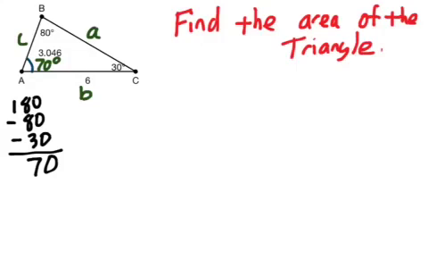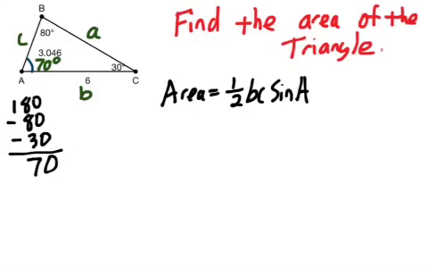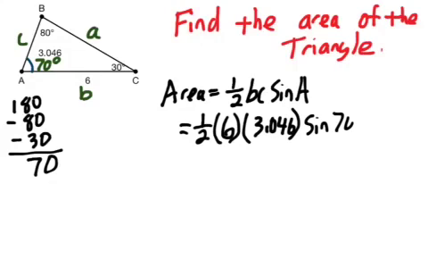So it's going to be 1/2. We know B and C, so the area equals 1/2 BC sine A. Plug our numbers straight in. It's going to be 1/2 times 6 times 3.047 times sine 70. And that gives me 8.6 units squared.